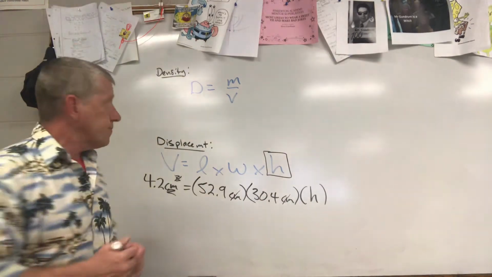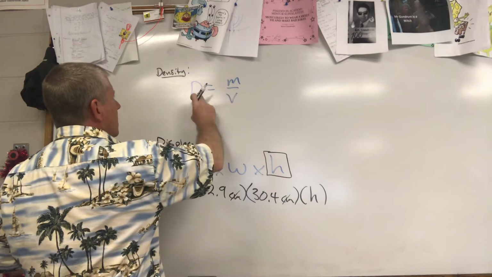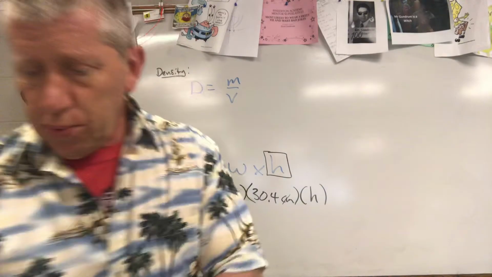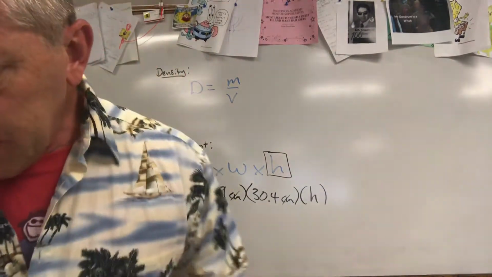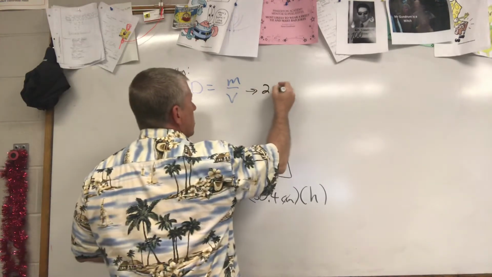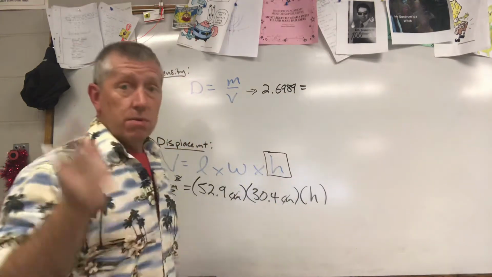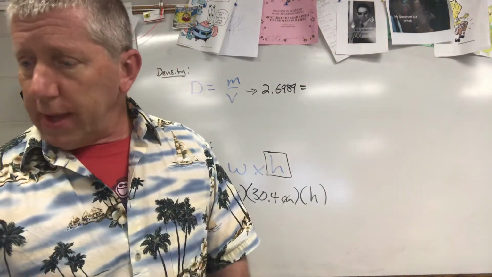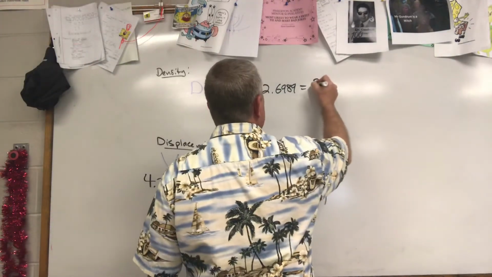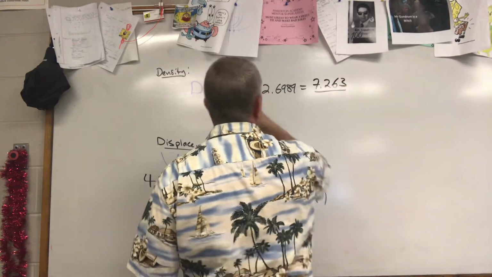Using density, I can also calculate the thickness. So we're going to go ahead and use mass and density. The density is given on the sheet. Remember I showed that earlier. 2.6989. So 2.6989 equals mass, which we wrote down. What do we get? 7.263 grams equals 7.263 grams divided by volume.